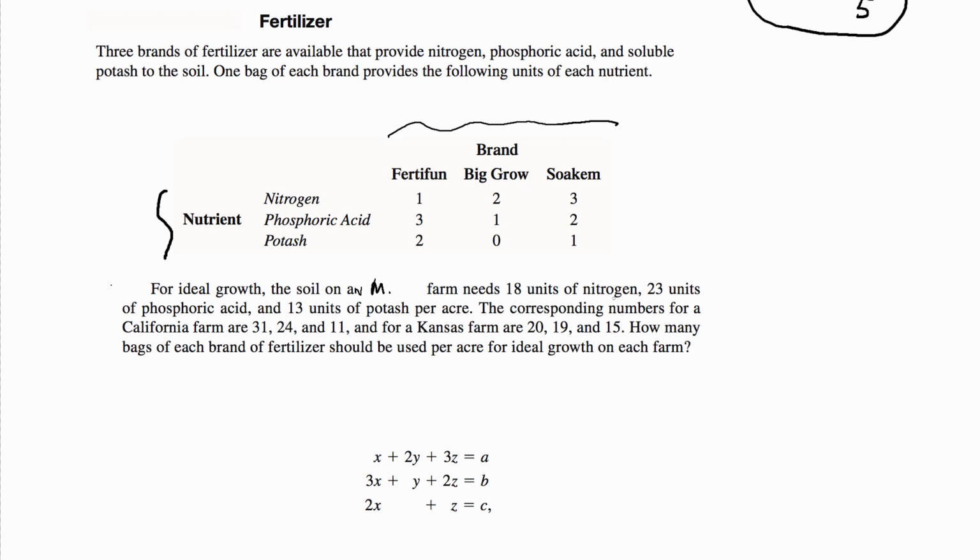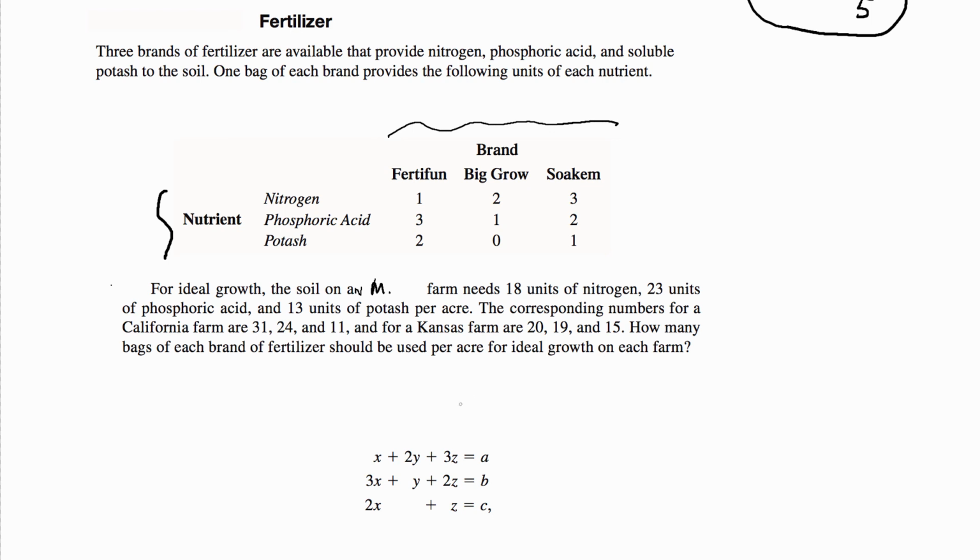The corresponding numbers for a California farm are different. You need 31, 20, so different things. And for Kansas, you need an even different mixture. So the question is, how many bags of each brand of fertilizer should be used per acre for ideal growth on each farm? Well, what does that mean?